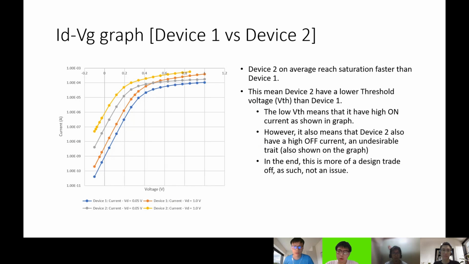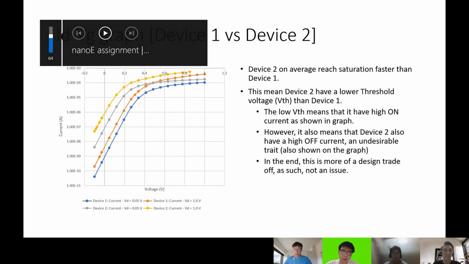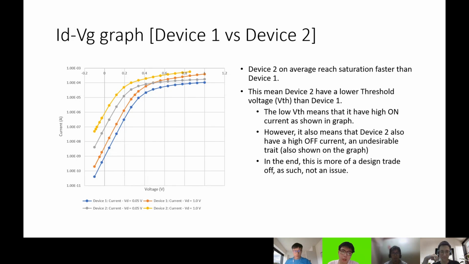Continuing on, I will explain the comparison that we made between device 1 and device 2. In this case, we will compare the ID and VG graph between device 1 and device 2. As you can see here, device 2 reaches the saturation level faster than device 1. What does this mean? It means that device 2 has a lower threshold voltage than device 1.